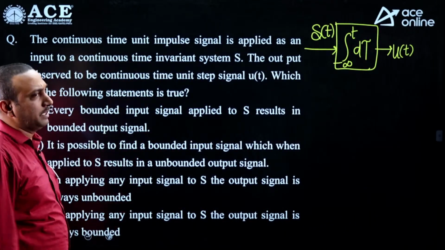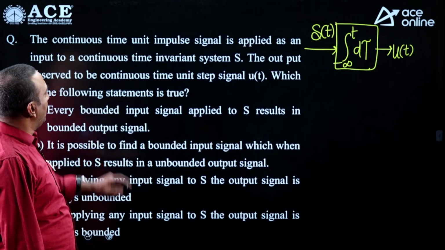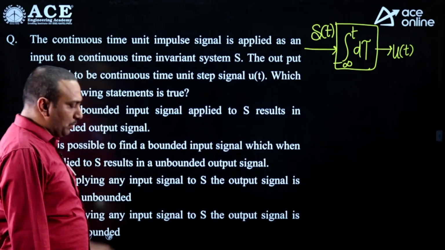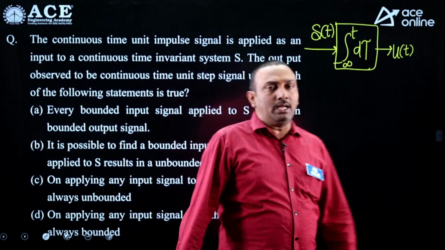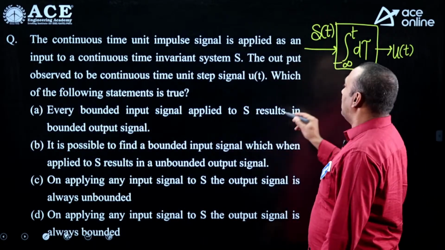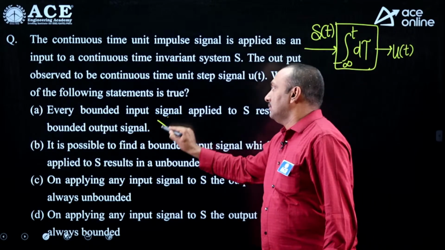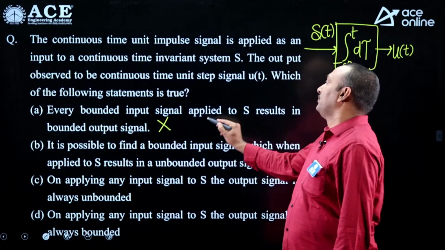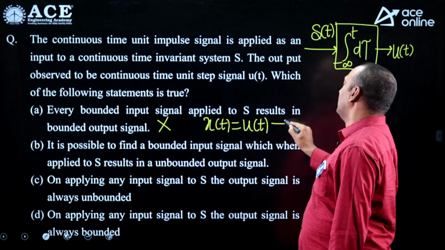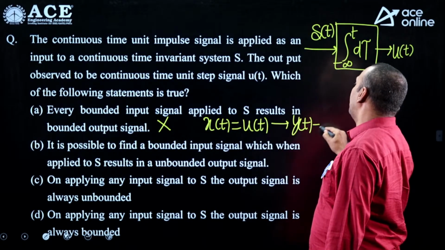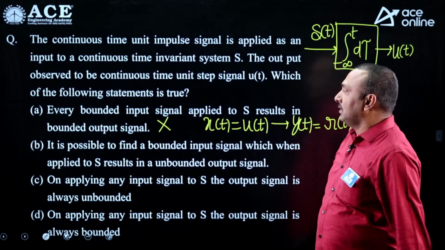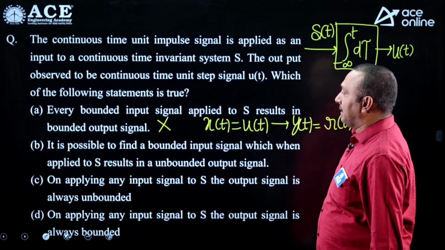What is the first statement given? Every bounded input signal applied to that system results in a bounded output signal. When you apply an input with some finite amplitude, he is saying that the system will produce bounded output. Need not be true. Why? Suppose we apply a bounded input like step function u of t, we are producing the output as ramp, integration of step. Ramp is unbounded. Let us see the second option.